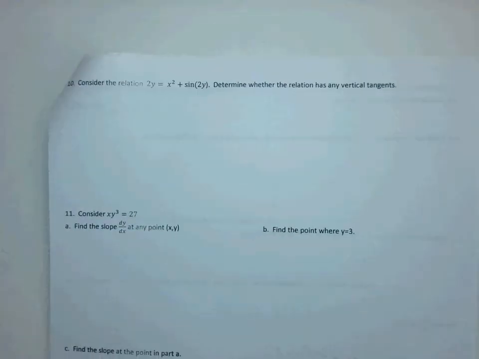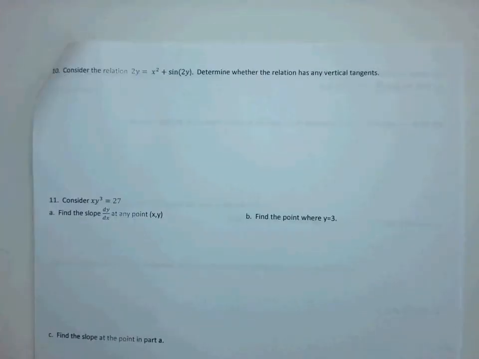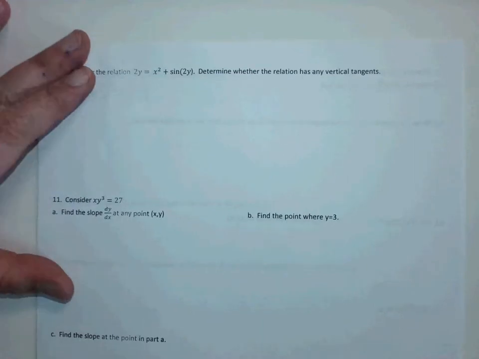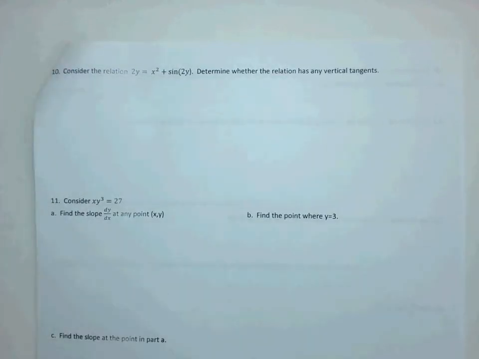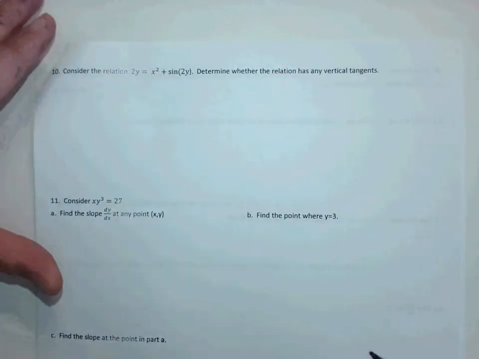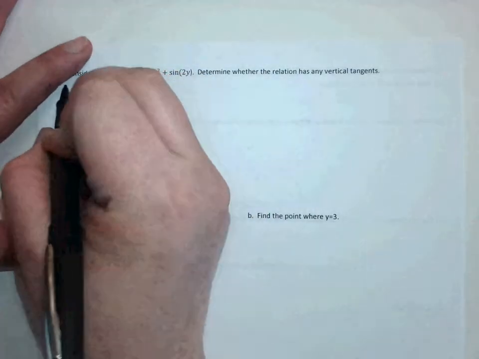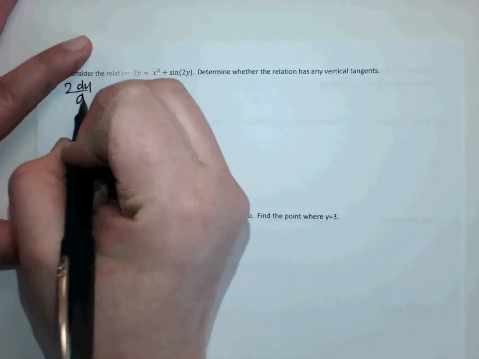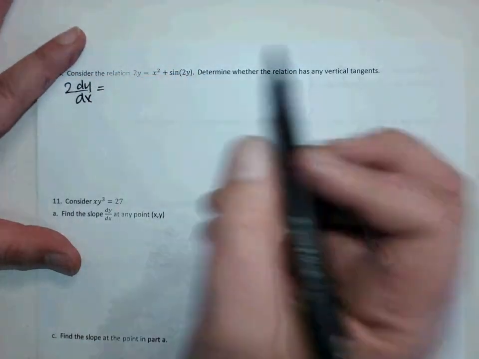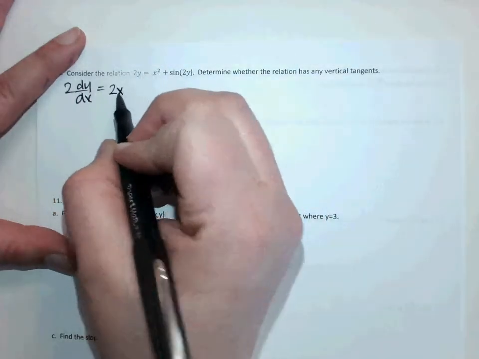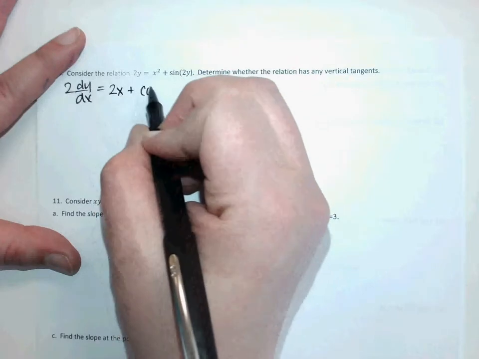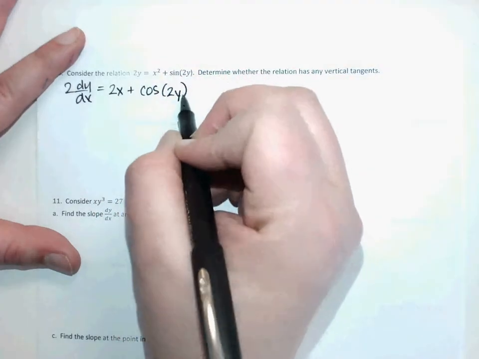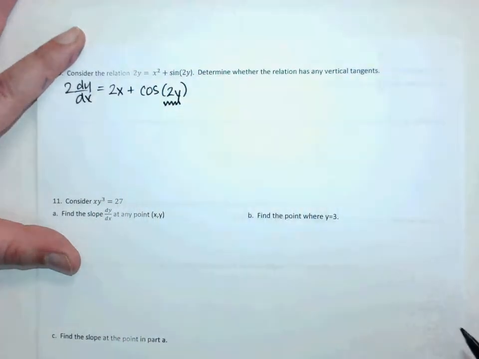Okay, right here. We have 2y equals x squared plus sine 2y. Okay, take the derivative. What do we get for the derivative of 2y? 2 dy dx equals derivative of x squared. Okay, now I get to sine 2y. What's the derivative of sine? Cosine 2y. Then I need to times by the derivative of the core.